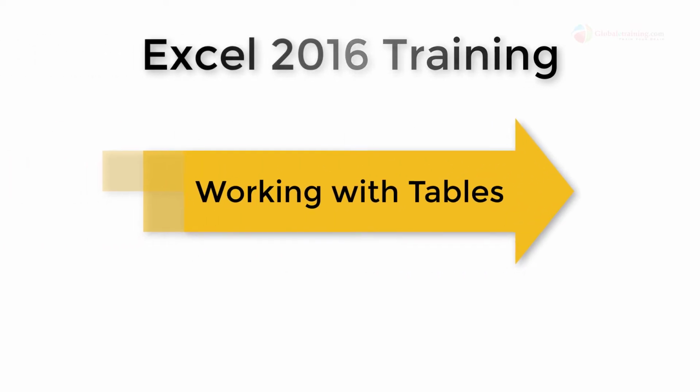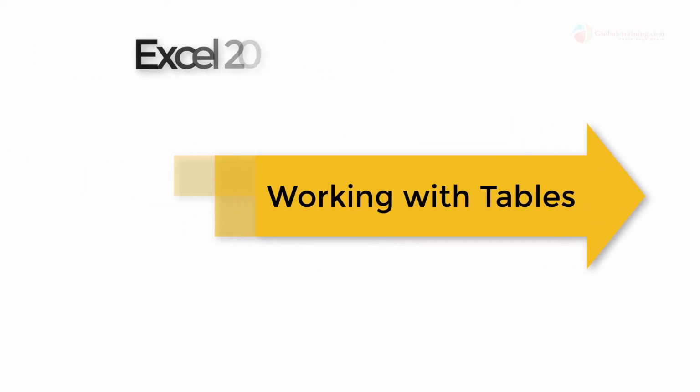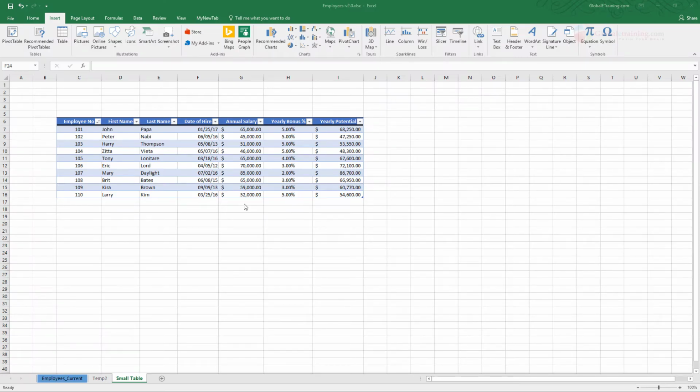In this video, we will look at how we can work with the tables. Here is the employees workbook and I'm on the small table worksheet, and this is the table that we created in the previous video. We will use this table to look at how we can add rows and columns, and also a few other things that you could do with a table.